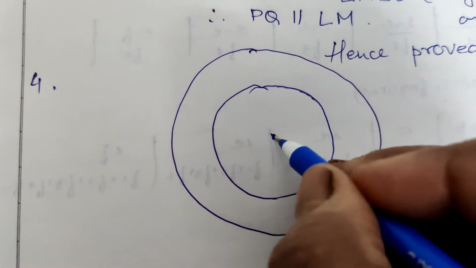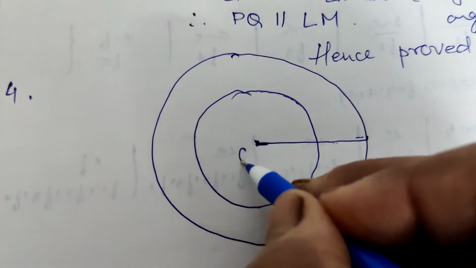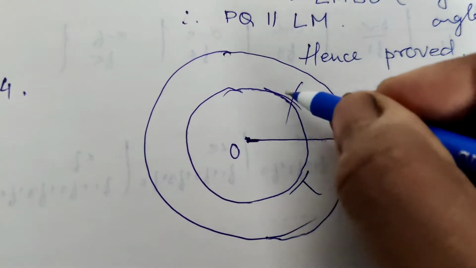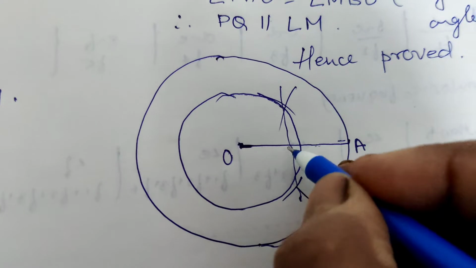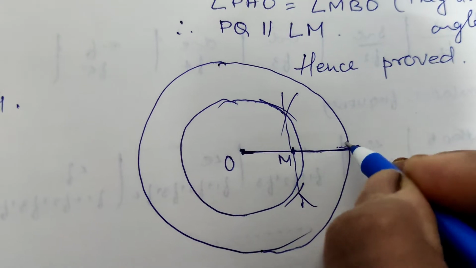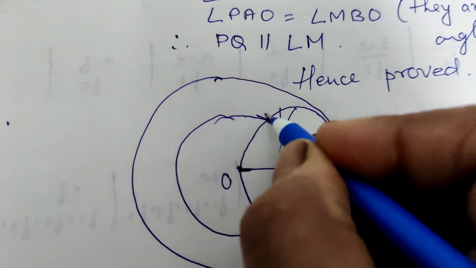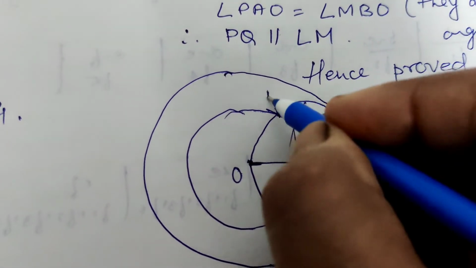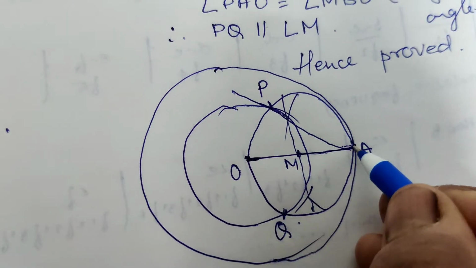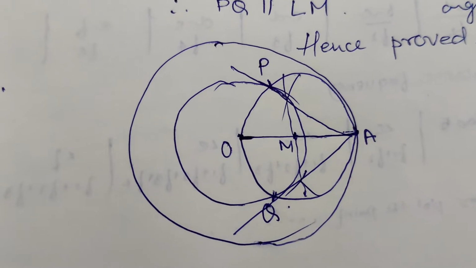Now join this radius and perpendicular bisect this line. Suppose OA, perpendicular bisect from A. This is the perpendicular bisector. Take this as a center, and suppose M, MA is the radius, and draw a circle. The points of contact with the initial circle, suppose this point is P and this is Q. Now join AP and AQ. These are the two tangents. You can draw like this.